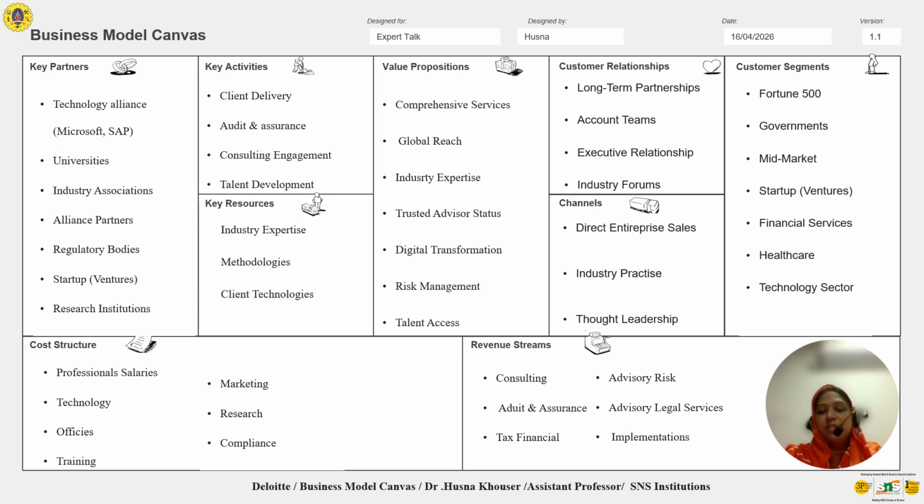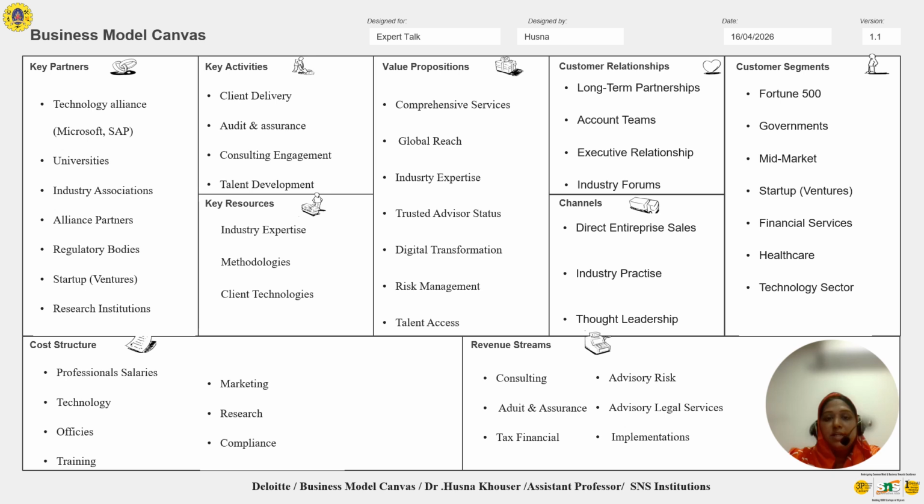And the value proposition is the most critical block. Always, Deloitte offers comprehensive services, global reach, and industry expertise, like digital transformation, risk management. Example, let's say you are building a startup, a smart agriculture IoT system. Your value proposition could be real-time soil monitoring and AI-based irrigation recommendation, reduced water usage. We have to think of why our customers are going to choose us over the others.